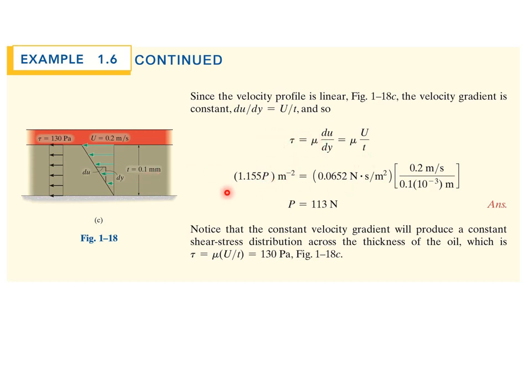So the stress we calculated on the previous slide, mu, we know what that is. We looked that up, and so u over t, we plug that in. So the only unknown is P. So you can work through this, divide both sides of the equation by the 1.155, and so you calculate P as 113 newtons.